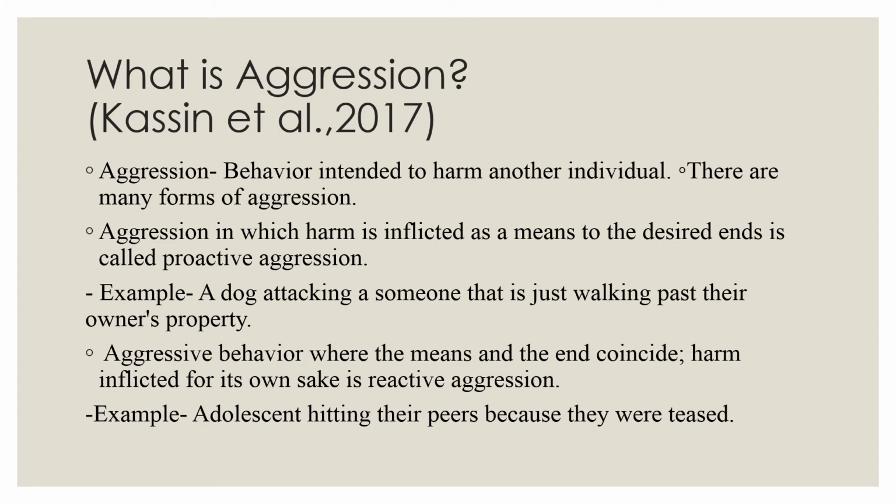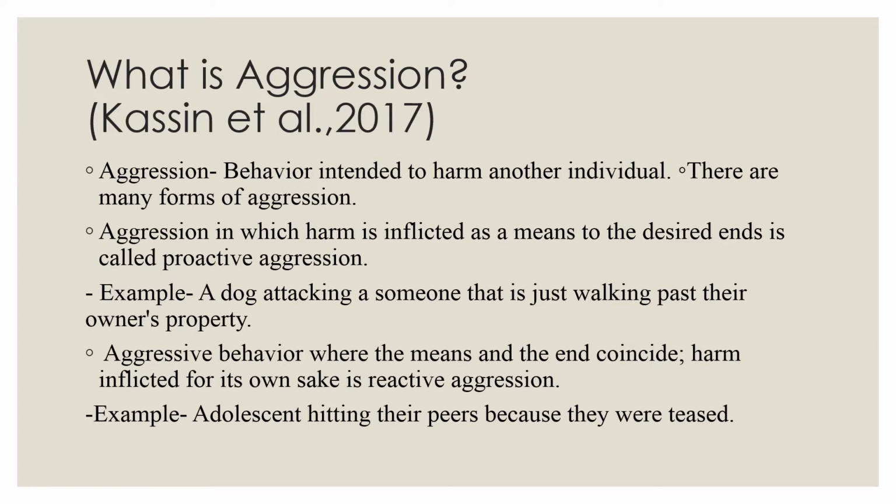What is aggression? Aggression is behavior intended to harm another individual, and there are many forms of aggression. For example, there are 2 that I put in this presentation. The first one is proactive aggression, in which harm is inflicted as a means to desired ends. For example, a dog attacking someone that is just walking past their owner's property. The dog is showing aggression because they don't know who that person is, but also they desire to attack because they are on their owner's property.